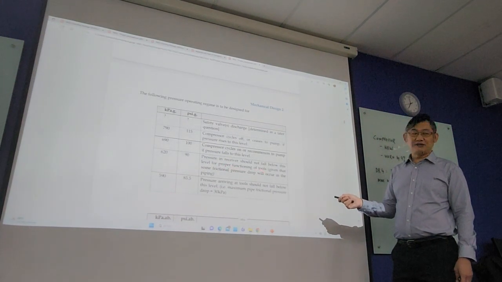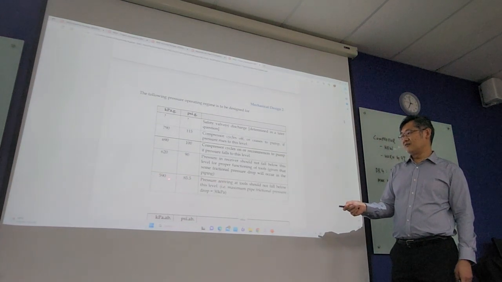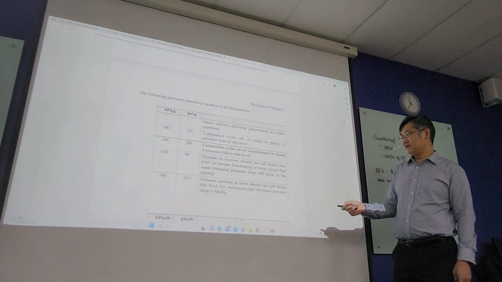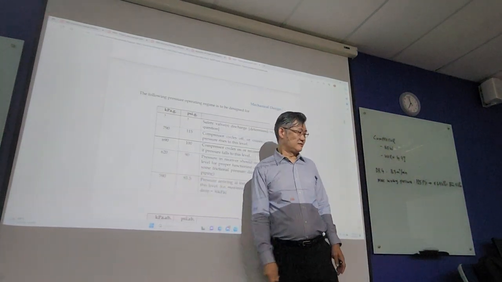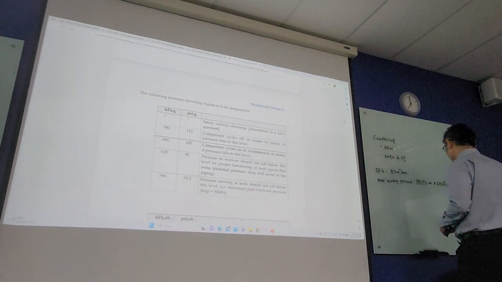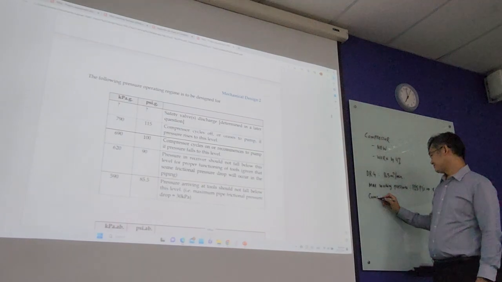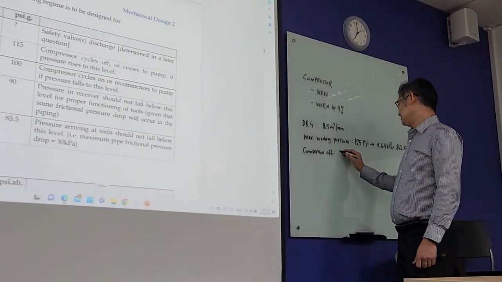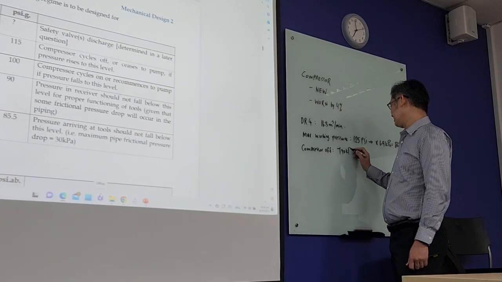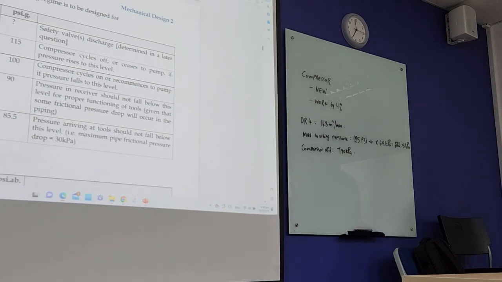Why? Because of the force that we have. Because the force requires 590, as this question asks. So the pressure arriving at the tool should not fall below this level because of the force requirement. Okay, so now we want to identify. Alright, so compressor off at 790 kPa. So this is what we are looking at.